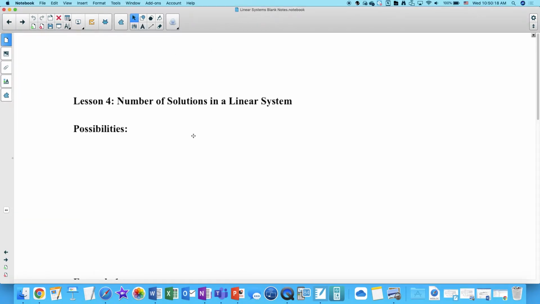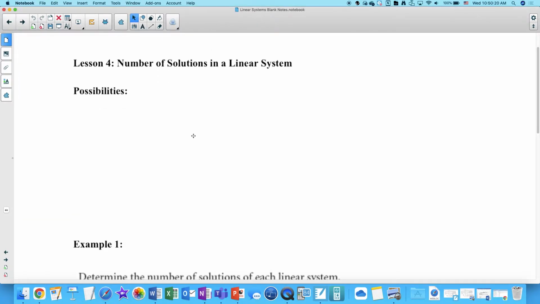All right, so far we've looked at 3 different methods to solve a system, and we've always got a solution. Whether we solve graphically or using substitution or elimination, we get some sort of solution to our system, right?